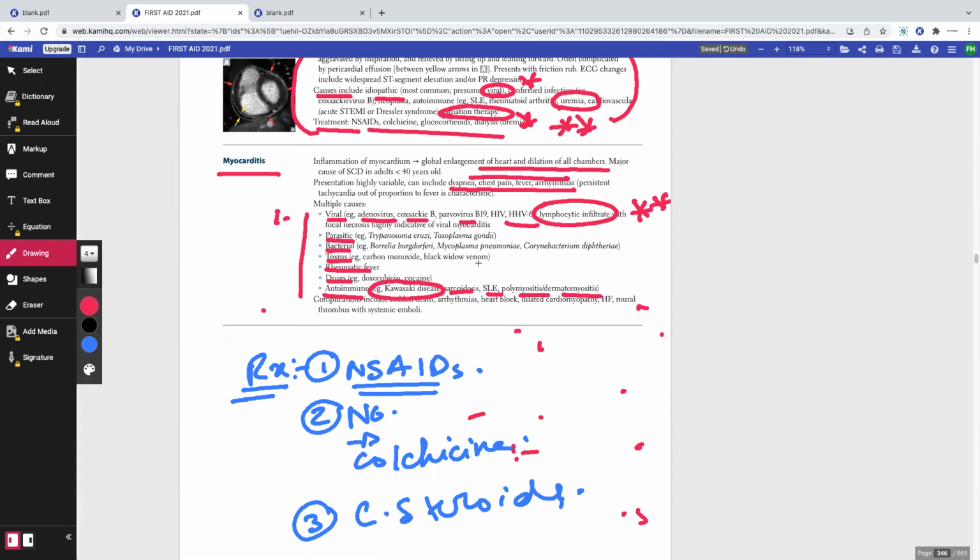Now, what is the cause of death of myocarditis? Can we get sudden cardiac arrest? Yes or no? The answer is yes. Are you guys aware that coronavirus has also caused a lot of death due to myocarditis? The answer is yes or no?